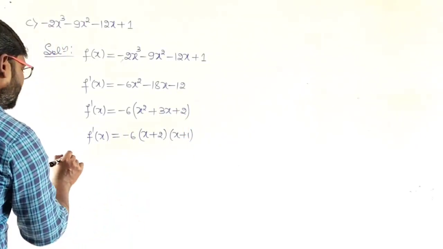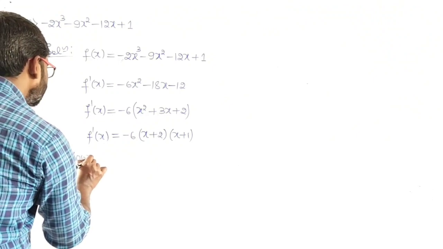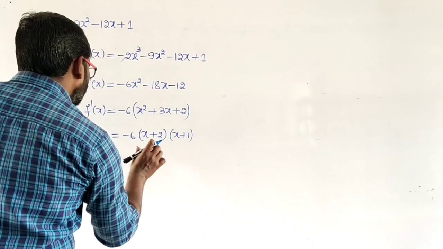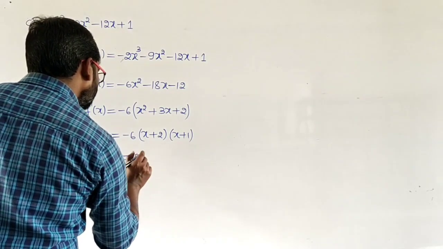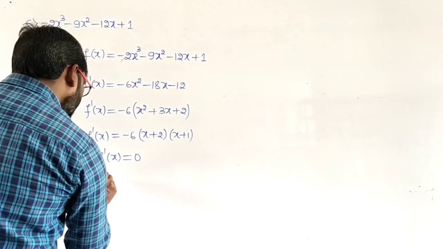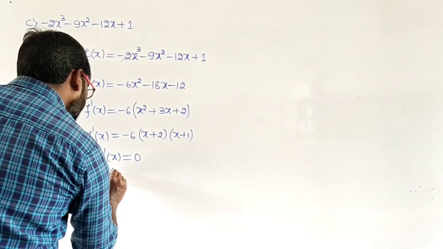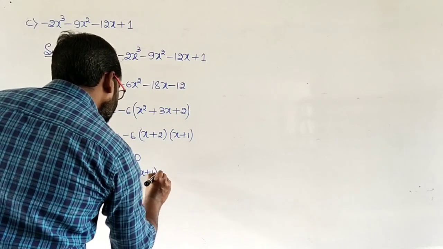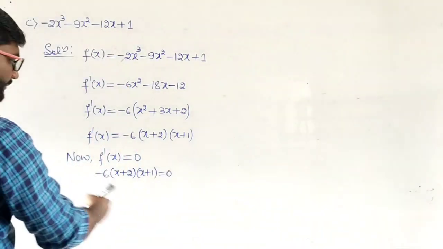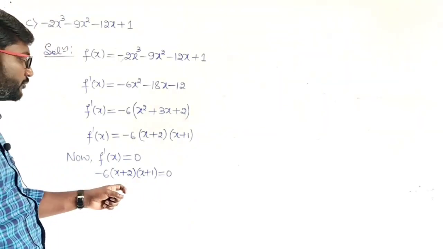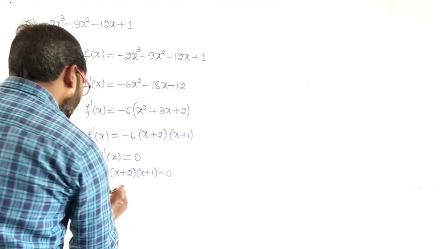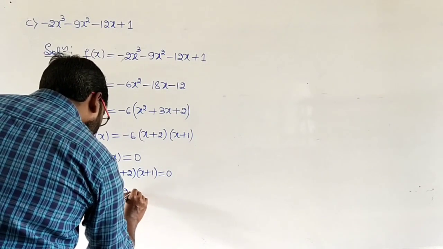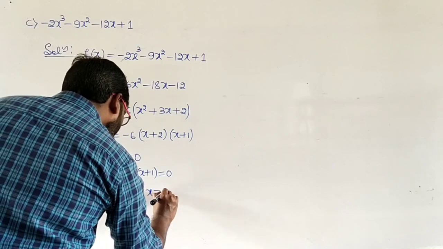So now to get the point, we have to equate f dash of x with a 0. Now f dash of x equal to 0, then what do we have now? We have minus 6 into x plus 2 into x plus 1, which is equals to 0. Then take minus 6 to the RHS, it will be 0. You get x equal to minus 2 or x equal to minus 1. So this implies the values of x are x equal to minus 2 or x equal to minus 1.